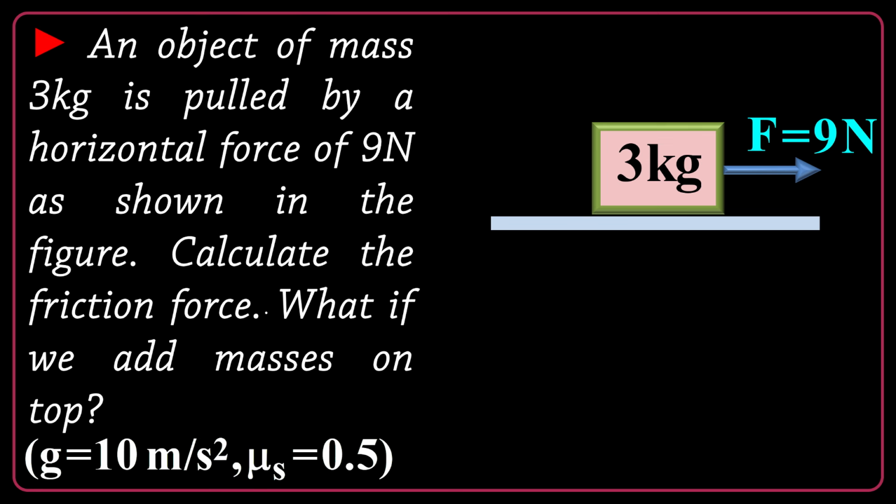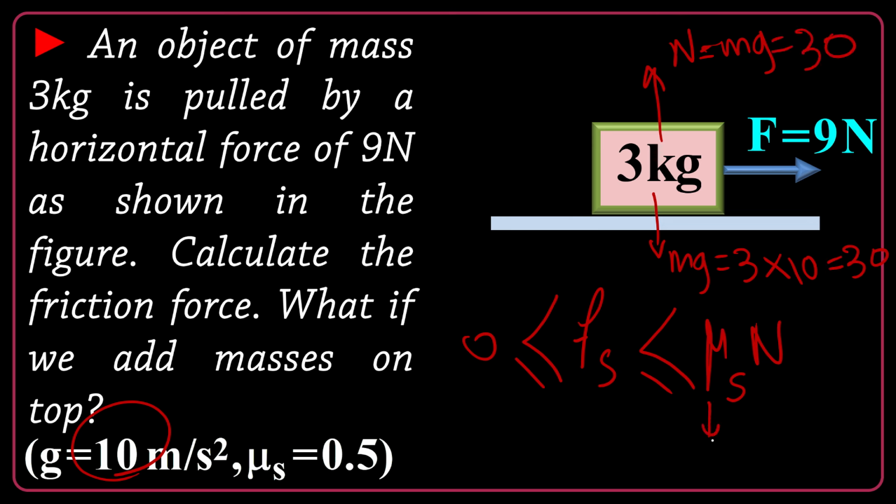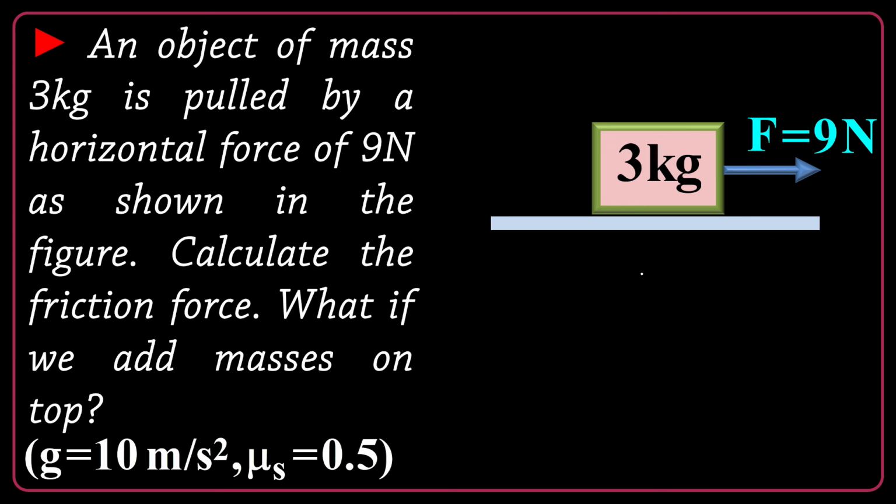Okay, dear friends, you know that static friction is something always between 0 and a maximum, mu s times the normal force. The normal force is equal to mg in this question because it's on the ground and there is no vertical force acting on it except mg. mg is going to be 3 times the gravitational acceleration, 10, so it's 30. Mu s is 0.5 multiplied by 30, so it's 15. Good. So I know that the static friction is something between 0 and 15 Newton.